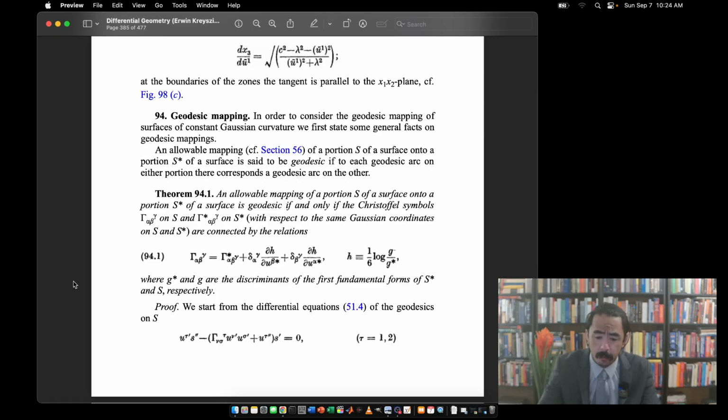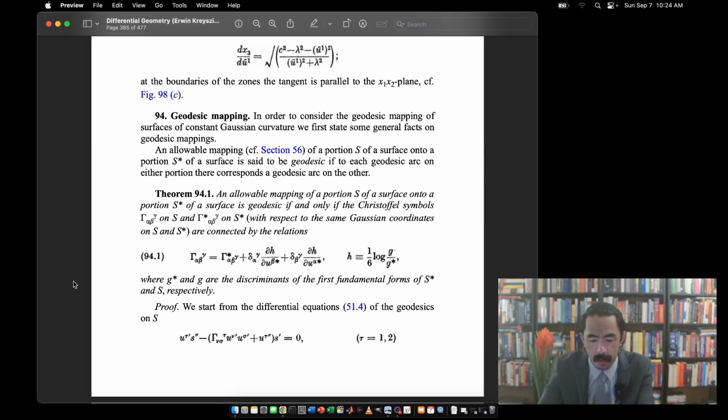An allowable mapping of a portion capital S of a surface onto a portion S star of a surface is said to be geodesic if to each geodesic arc on either portion there corresponds a geodesic arc on the other. Theorem 94.1.